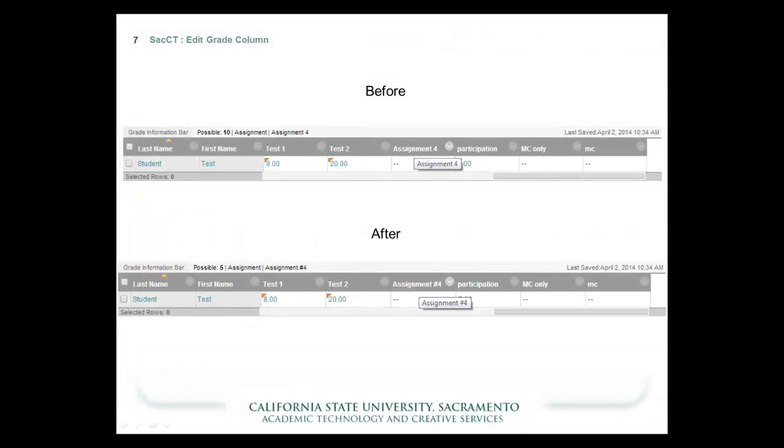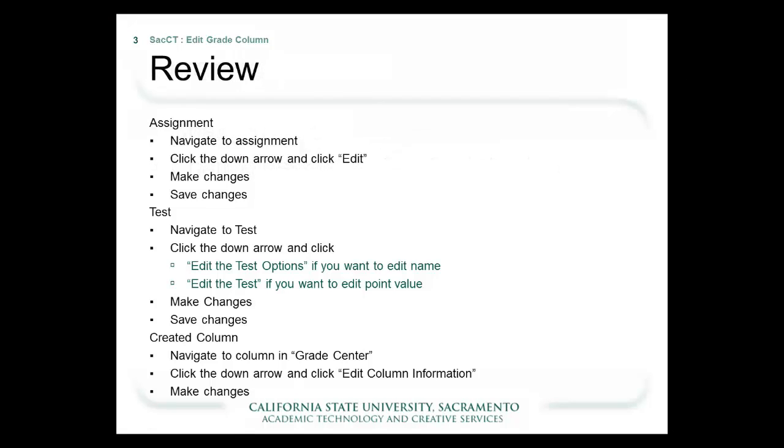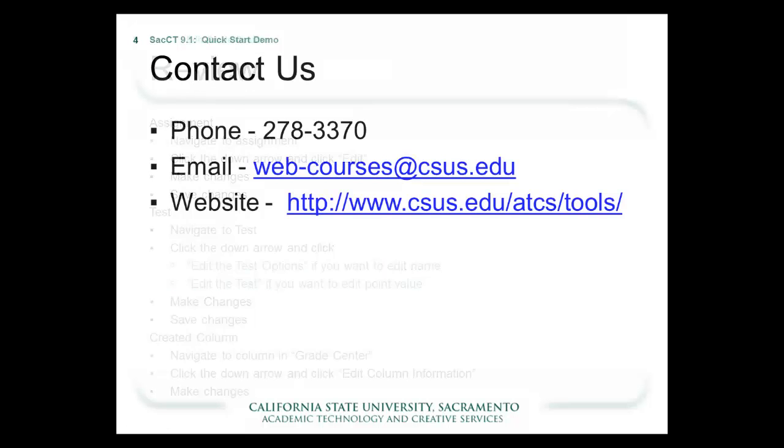Let's recap. Navigate to the assignment, test, or column, enter the corresponding edit page, edit the column name, point value, or any other options that you may need, then click Submit to save the changes.